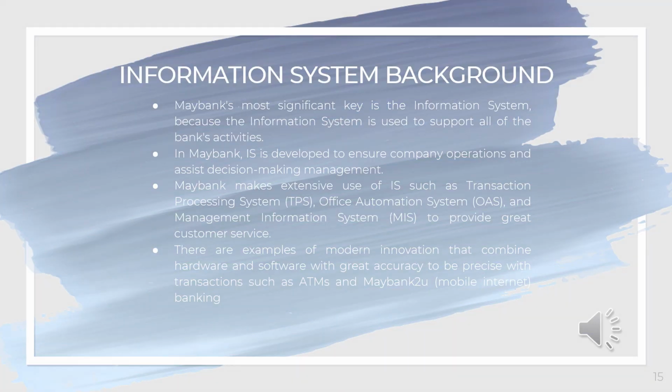Next, we move on to the information system background. Maybank's most significant key is the information system because the information system supports all of the bank's activities. In Maybank, IS is developed to ensure company operations and assist decision-making management. Maybank makes extensive use of IS such as transaction processing system, office automation system, and management information system to provide great customer service. There are examples of modern innovation that combine hardware and software with great accuracy to be precise, with transactions such as ATMs and Maybank2u, which is the mobile internet banking.